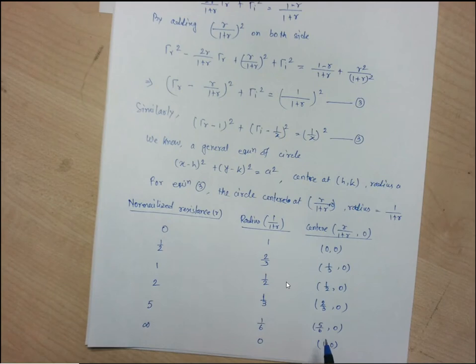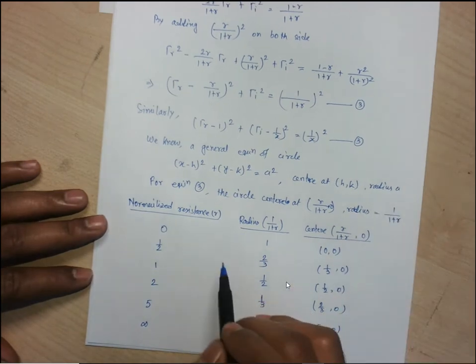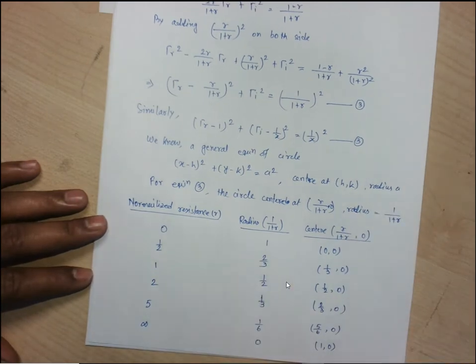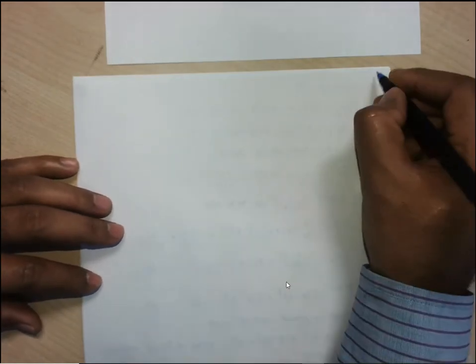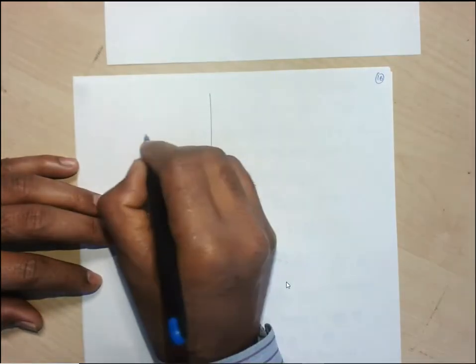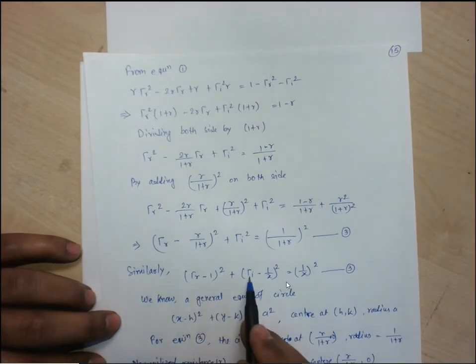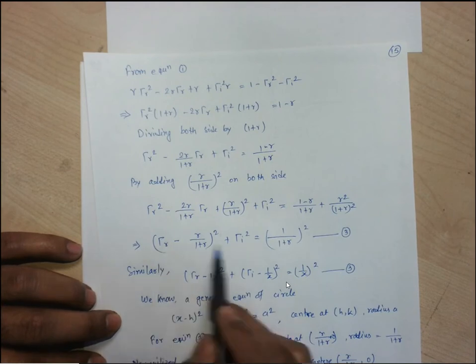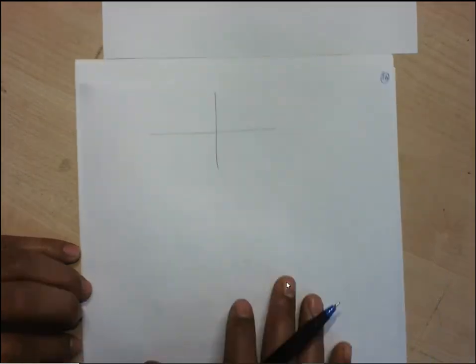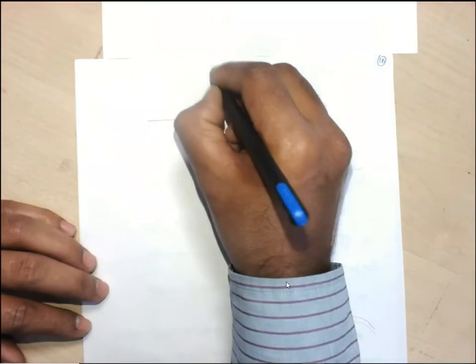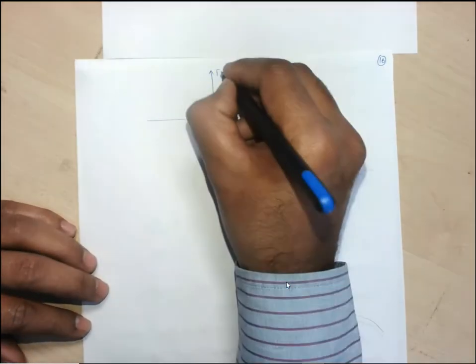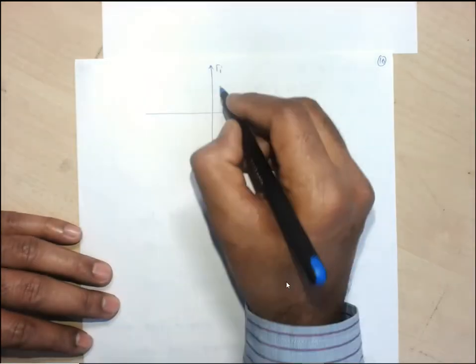So for all the circles, let us draw this first. First of all, we have the maximum radius of 1, centered at 0 comma 0. Obviously, we can say the axes are with respect to gamma r and gamma I. So this one is gamma r, gamma I. We have the first circle with unit radius centered at the origin.